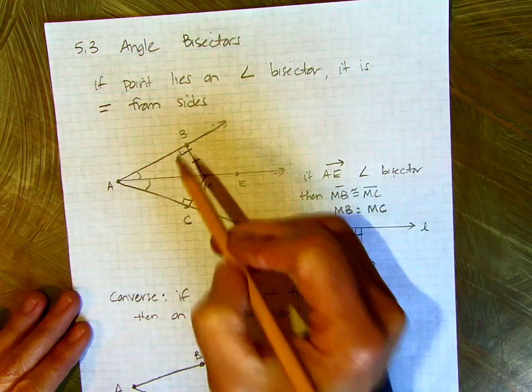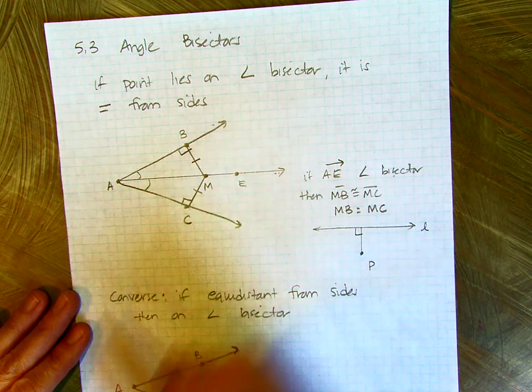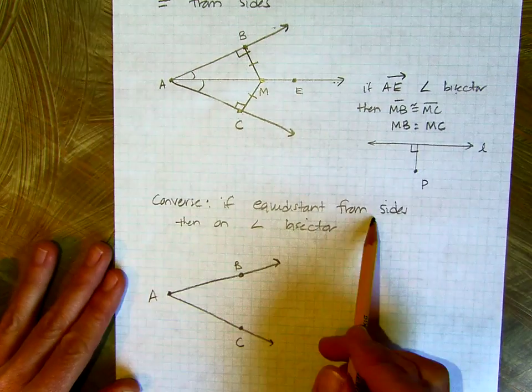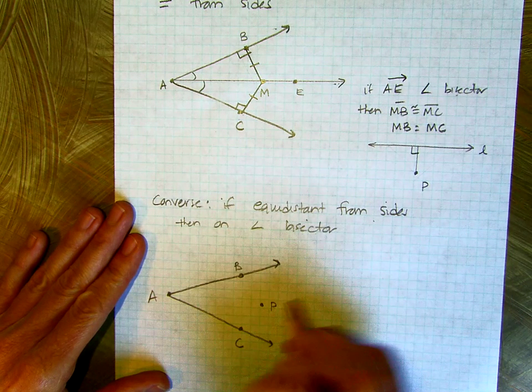So there's a couple problems. Can you conclude that, or how would you conclude that? So you have to be careful. The perpendicular has to be to the side, and these have to be equal. And the converse is also true.